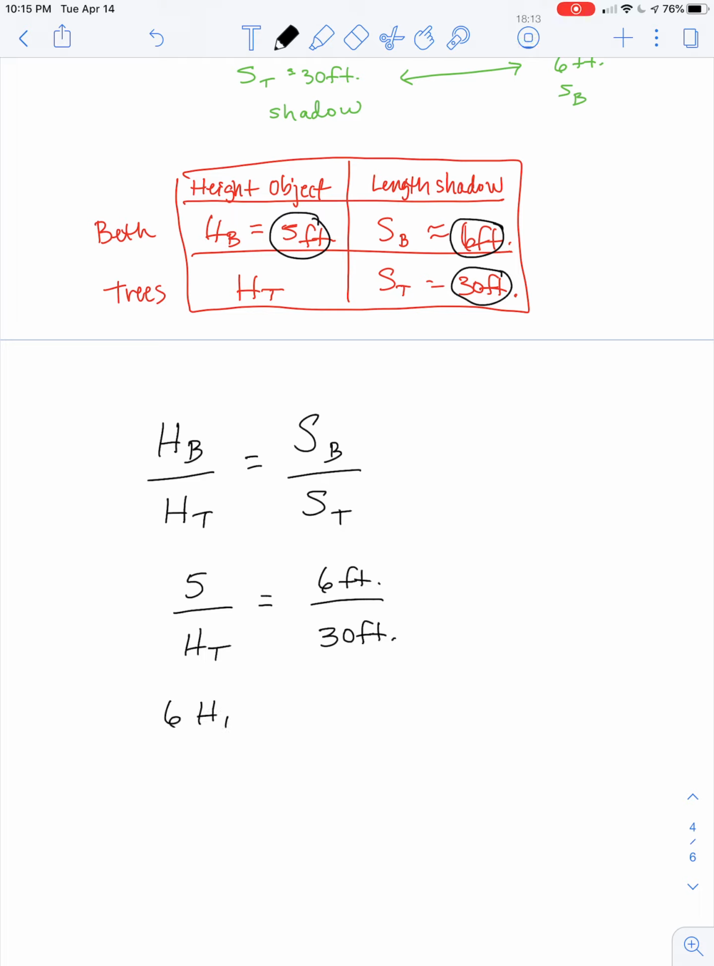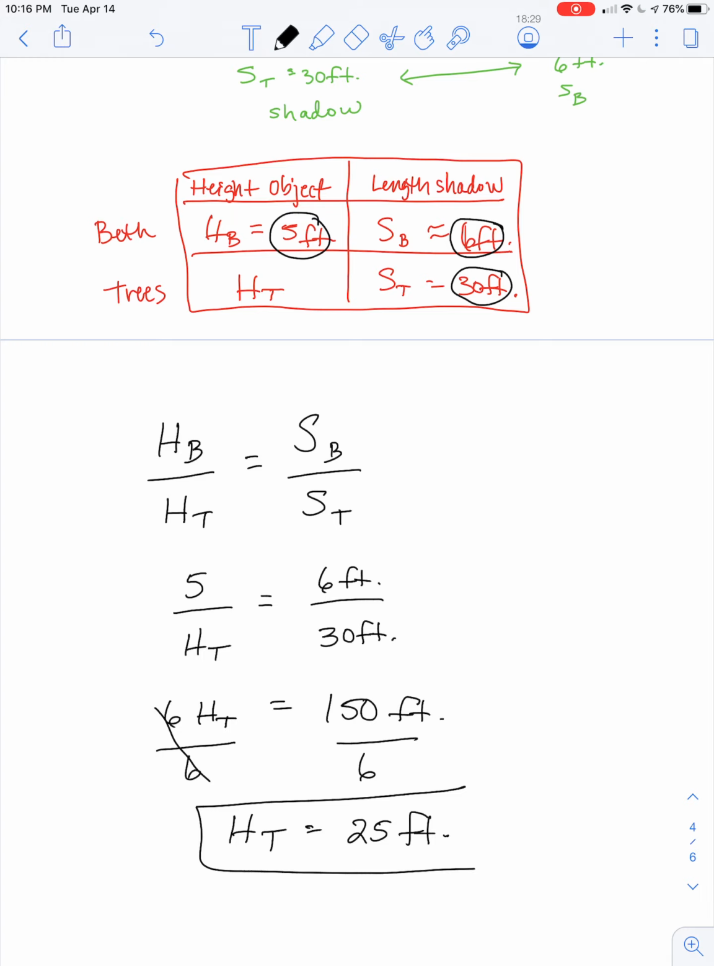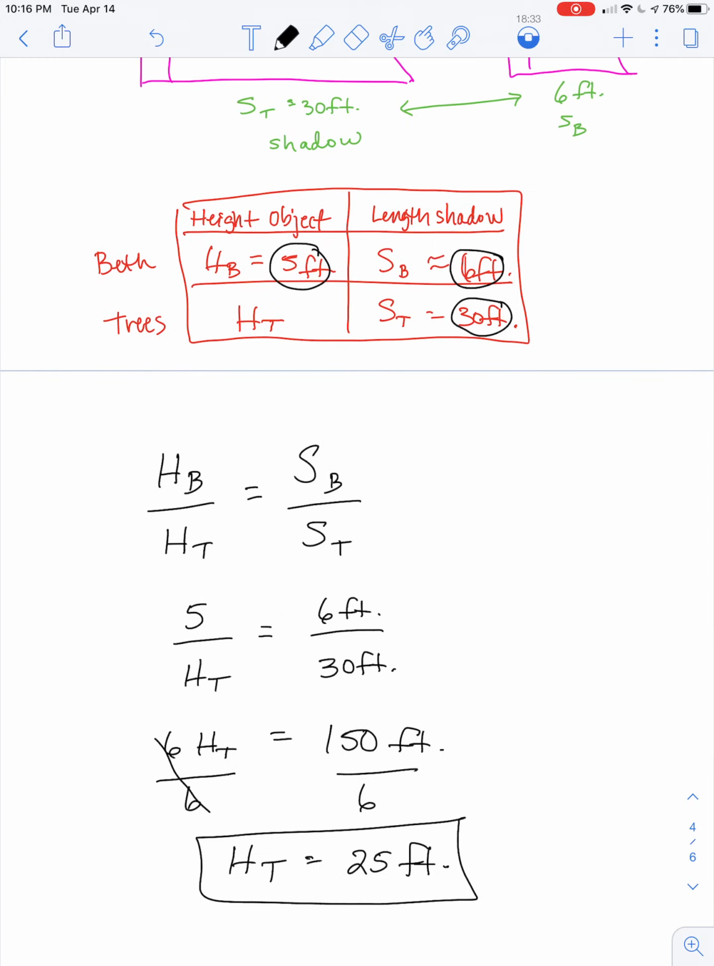I have 6 HT equals 150 feet. We divide both sides by 6. We find out that the height of the tree is, in fact, 25 feet. So our estimate was not just close, but exact, provided that she estimated the correct measurement of the shadow for her and for the tree. But the height of the tree is 25 feet.